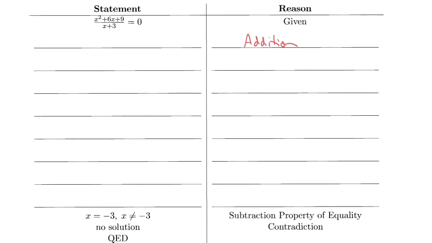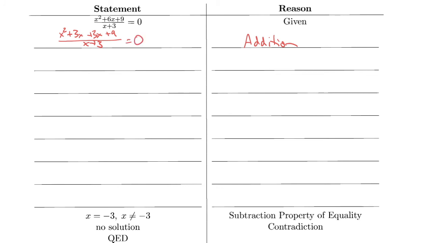Now, what she did was multiplication. She multiplied both sides by that x plus 3, and that's fine here. What I'm going to do here is take that 6x and rewrite it as 3x plus 3x, plus 9, all over x plus 3. Okay, so I hope you're seeing what I'm doing there. And this is equal to 0.